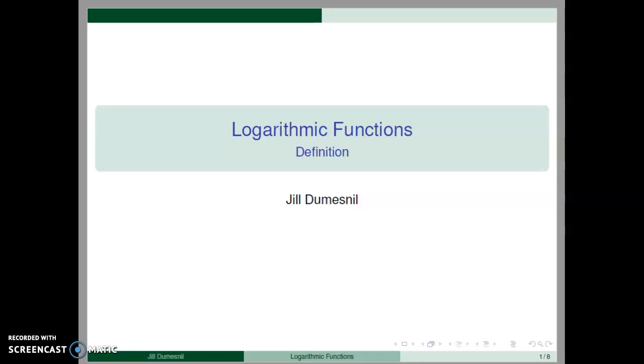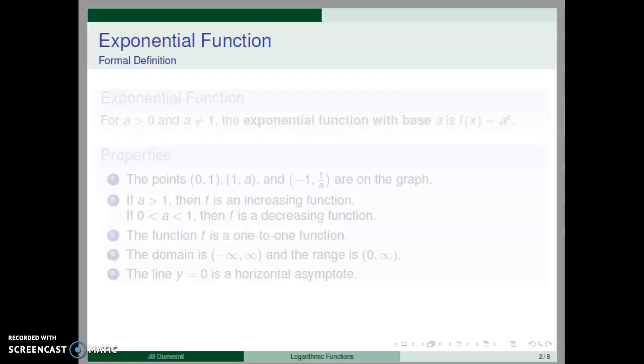In this video, we introduce the definition and notation for logarithmic functions. Because logarithmic functions are the inverses of exponential functions, we begin by reviewing what we already know about exponential functions.